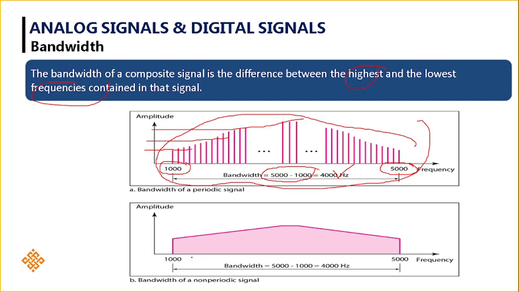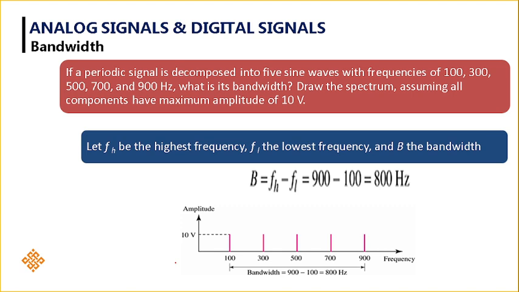So here you can see the highest frequency is 5000 and the lowest frequency is 1000. So 5000 minus 1000 is 4000, which is nothing but your bandwidth. So here is one small problem statement.